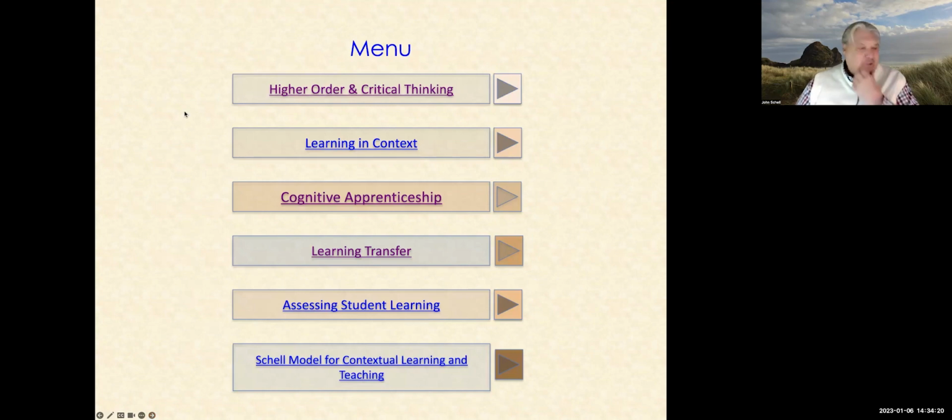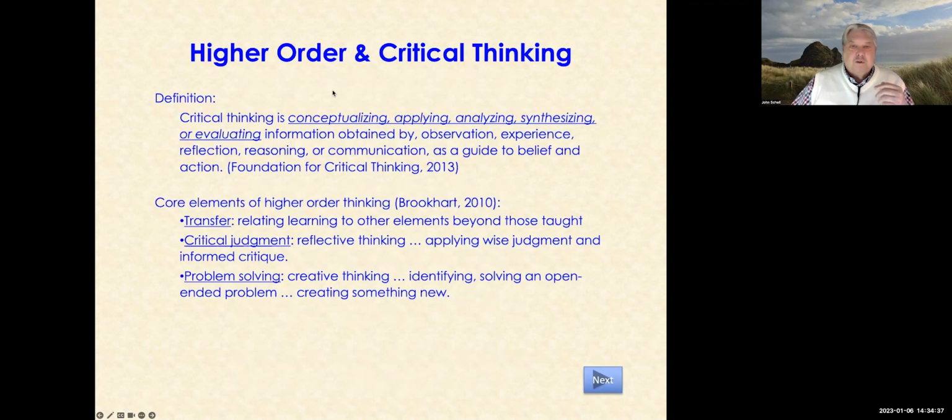And why do we do this? One of the things that we're aspirational about in contextual teaching and learning is to create an environment of higher order and critical thinking. So this is a hypertext, if you mind the old terminology here, that takes us over to a definition, which is conceptualizing, applying, analyzing, and synthesizing. You may recognize those words as words that you might put in a learning objective as higher order thinking. It's obtained by activities of observation, experience, reflection, reasoning, and communication, as a guide to belief and action.